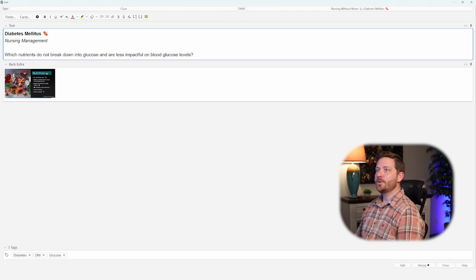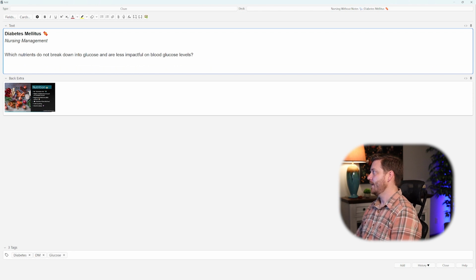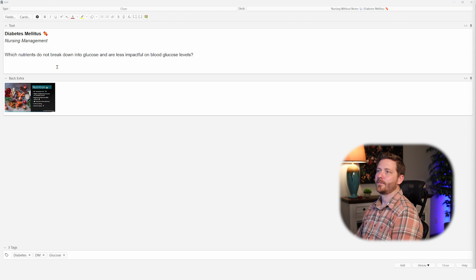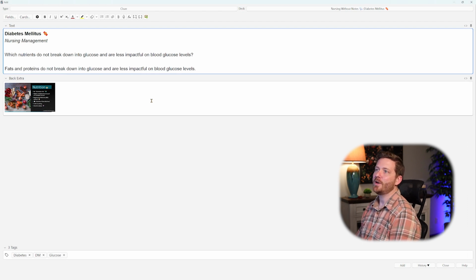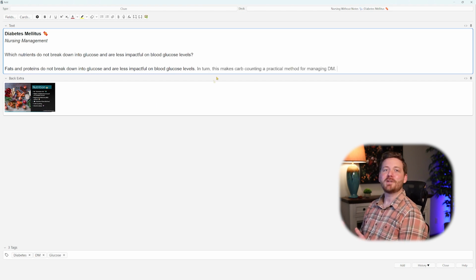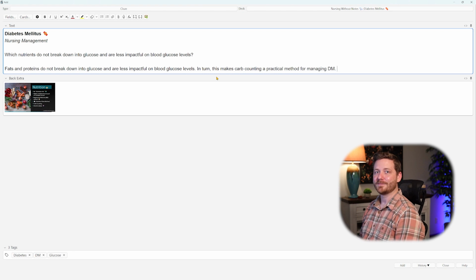Now let's add in which nutrients do not break down into glucose and are less impactful on blood glucose levels. And those are going to be our fats and proteins. Fats and proteins do not break down into glucose and are less impactful on blood glucose levels. So in turn, this makes carb counting a very practical method for managing diabetes, because carbs are going to have the biggest impact on the blood glucose levels. All right, so let's add that into our card deck.